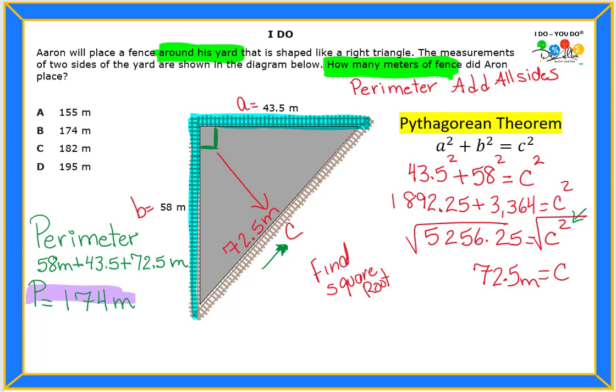So that's how much fence Aaron will end up putting on his place, right? Okay, so that's my answer, which is letter B, 174 meters.